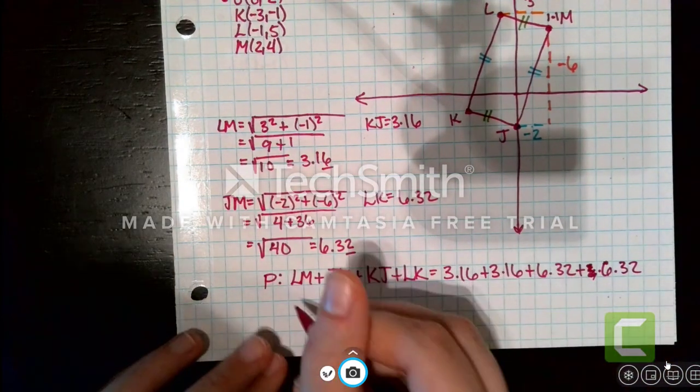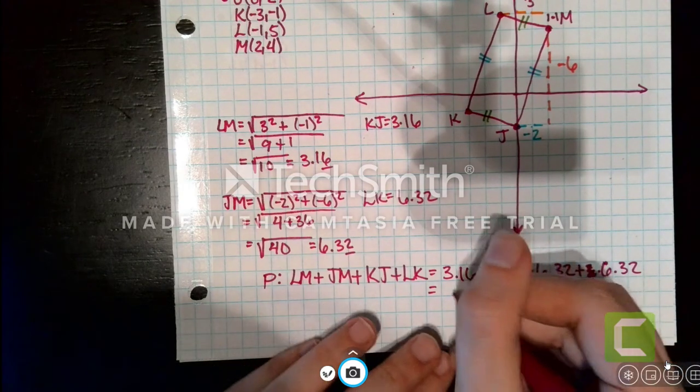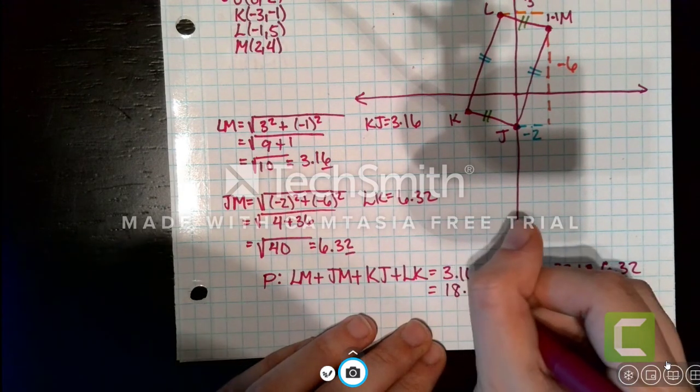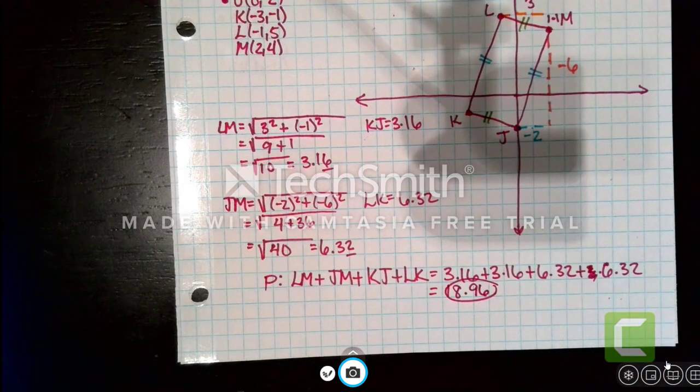And adding all those together, your perimeter will equal 18.96. That is your perimeter, 18.96.